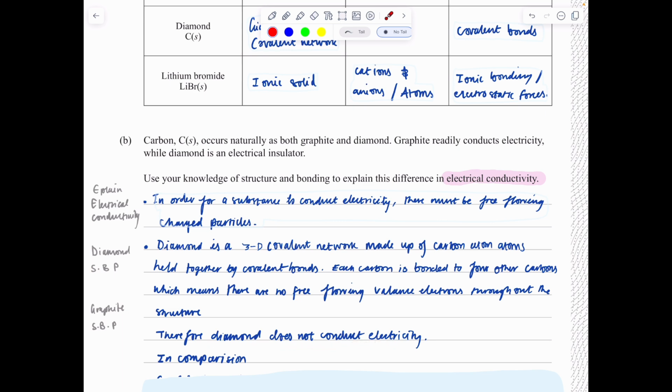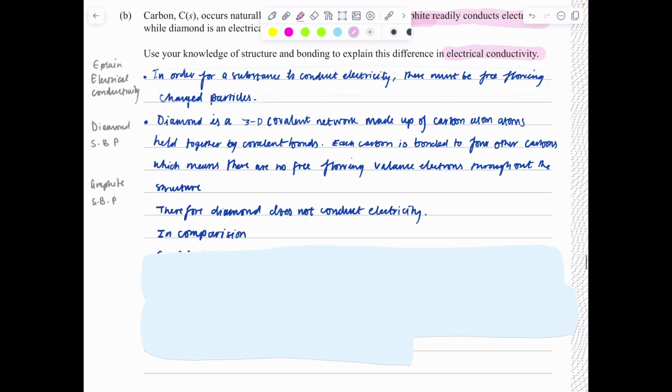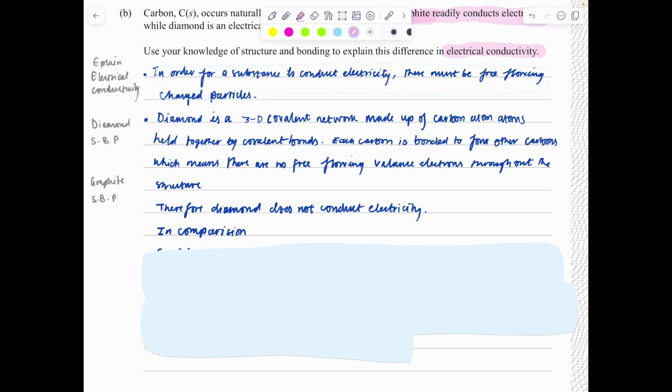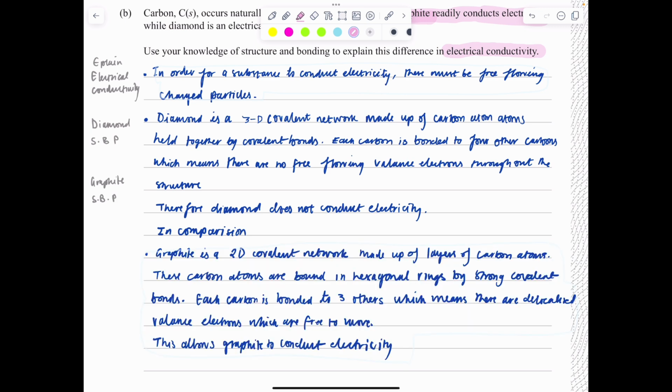So cool. We've talked about diamond, okay, and how it doesn't conduct electricity. But we do need to compare and contrast and now talk about graphite, okay, and how it readily conducts electricity. So in comparison, let's talk about the structure of graphite. So, in comparison, graphite is a 2D covalent network.